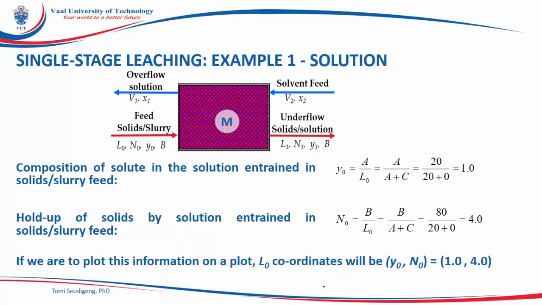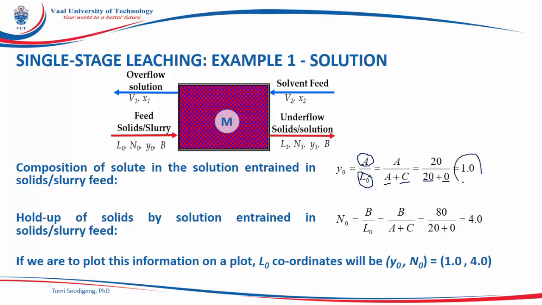The next step, we can look at the composition of solute in the solution entrained in the solid slurry feed. To calculate that, we need the mass of solute and the mass of solution. We know that solution is comprised of solute and solvent, and in the slurry feed there's only solute and no solvent.